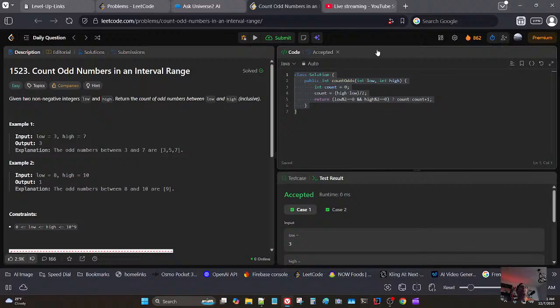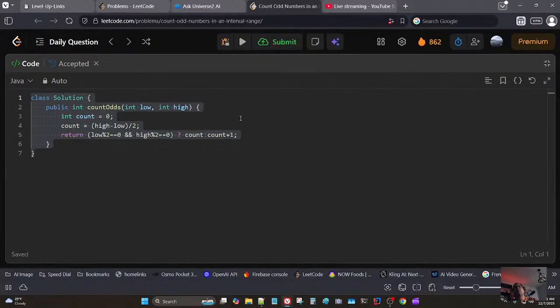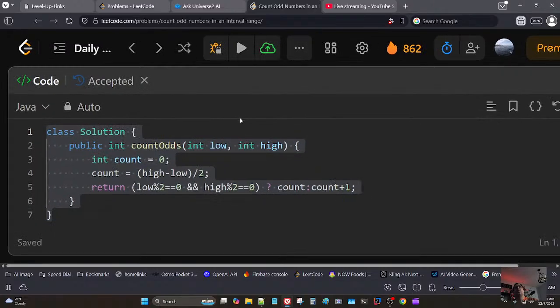So, yeah. I guess I can make this bigger so people can see it better. But it's pretty straightforward. You just calculate it. So, the number of odds in the range between low and high is going to be high minus low divided by 2. But if either high or low is odd, then you need to add 1 at the end. See, if they're both odd, then you still just add 1 because you're dividing by 2.